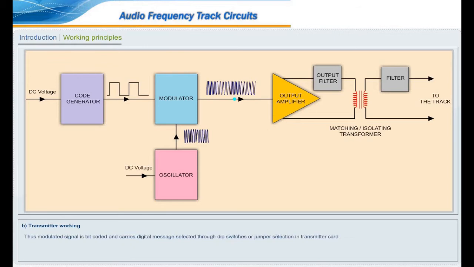Thus, modulator signal is bit coded and carries digital message selected through dip switches or jumper selection in transmitter card. Then modulated signal is amplified and filtered. After filtering, the signals are fed to the primary of an isolation transformer in the tuning unit via transmission cables. In tuning unit, the signals are again filtered and then fed to the track.